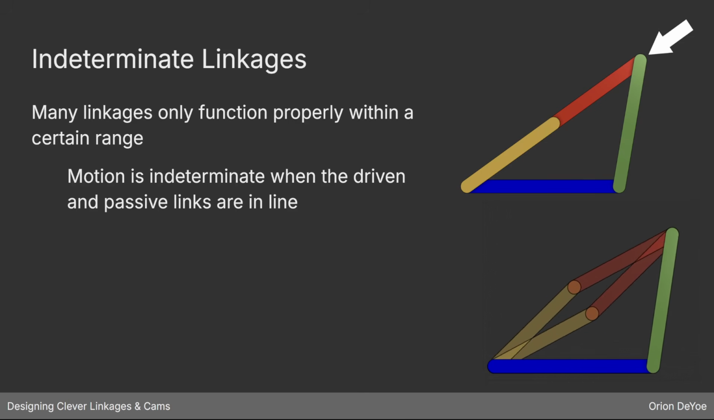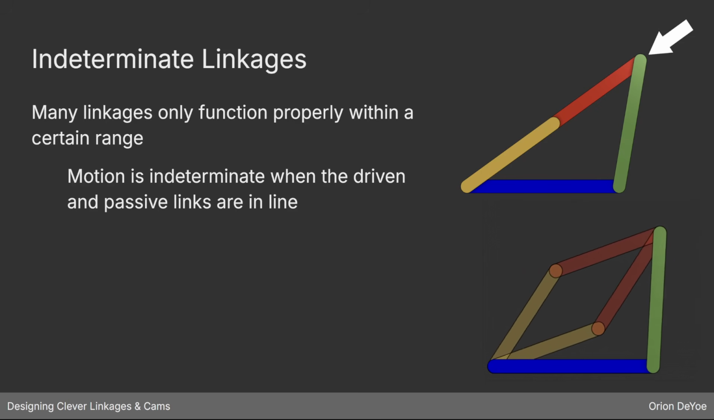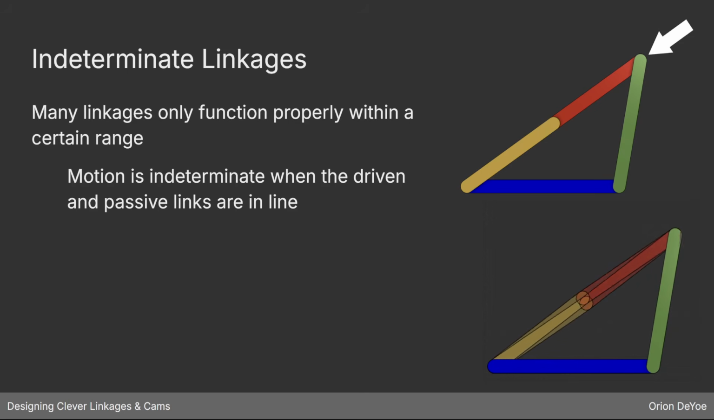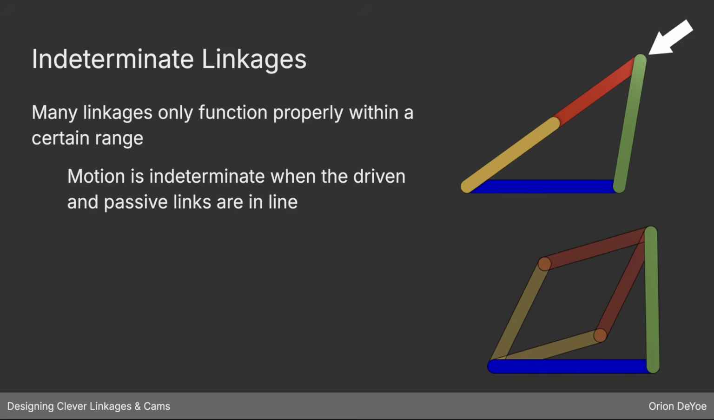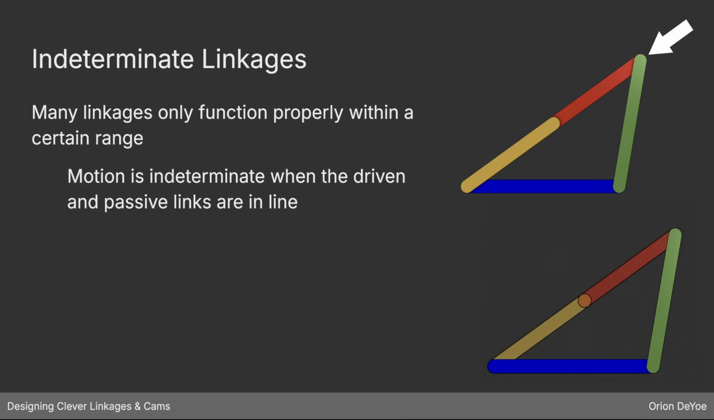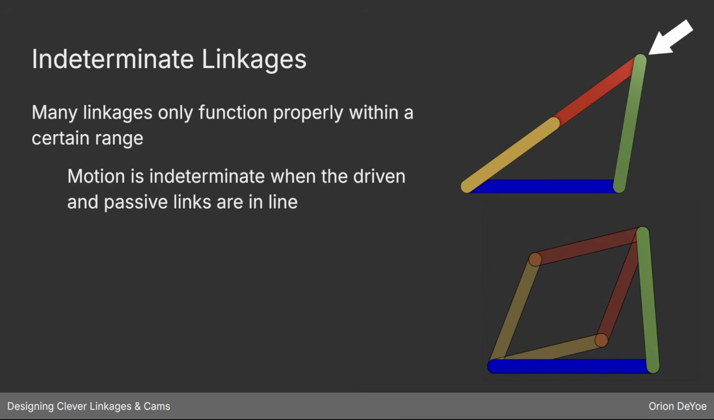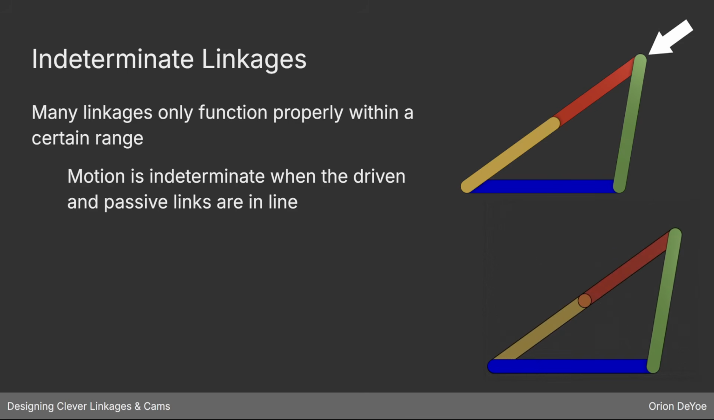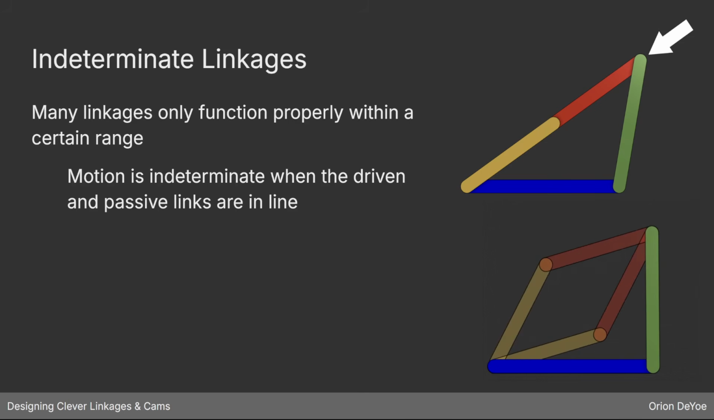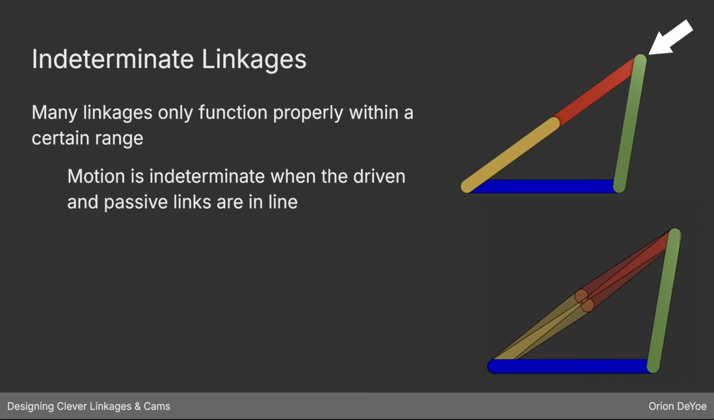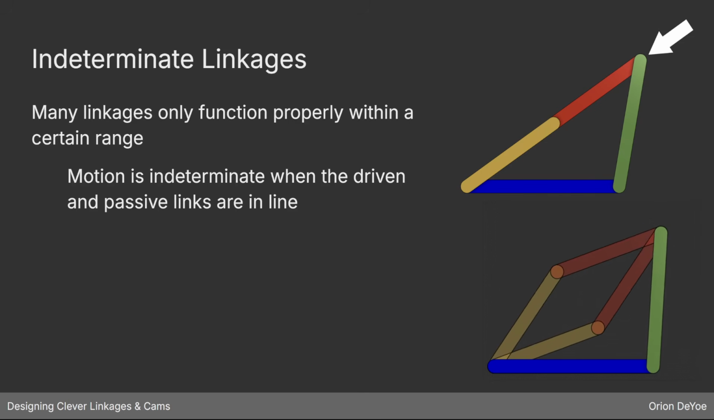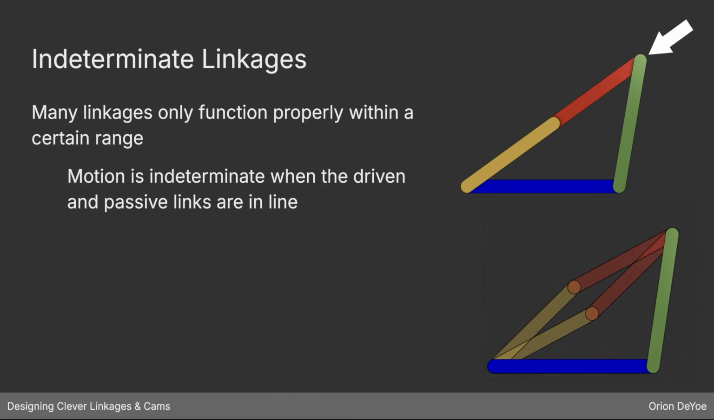I want to talk about this thing called indeterminism, or a linkage becoming indeterminate. This is not a particularly widely accepted term, but I hear it used a lot in robotics, and so I'm using it here. Basically, this goes back to reciprocating links and the fact that reciprocating linkages can have geometry where they only operate within a certain range in a useful way.